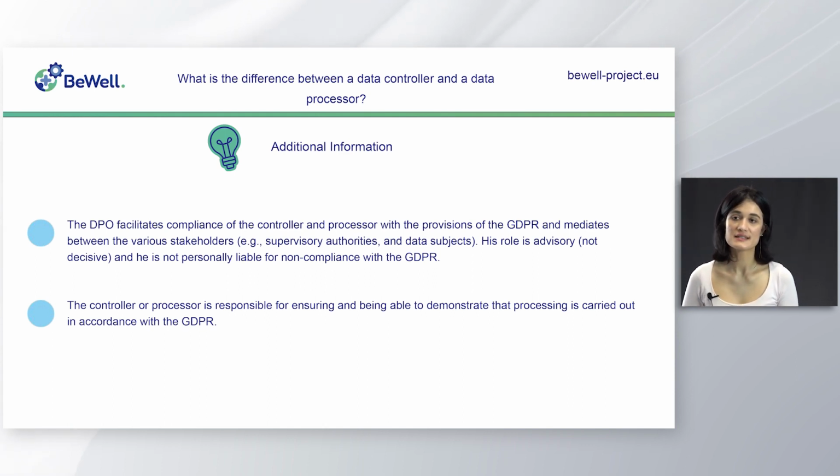The DPO facilitates compliance of the controller and processor with the provisions of the GDPR and mediates between the various stakeholders, such as supervisory authorities and data subjects. Their role is advisory, not decisive, and they are not personally liable for non-compliance with the GDPR. The controller or processor is responsible for ensuring and being able to demonstrate that processing is carried out in accordance with the GDPR.